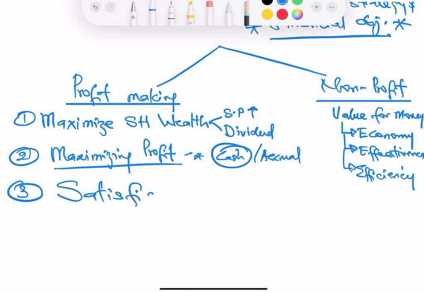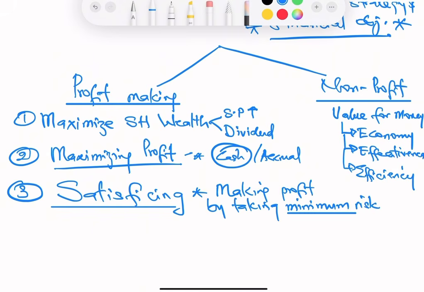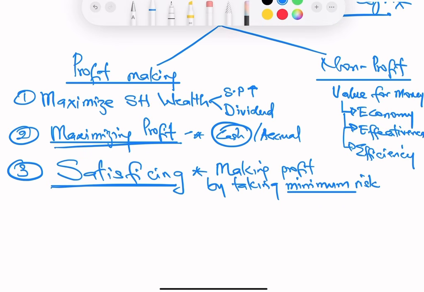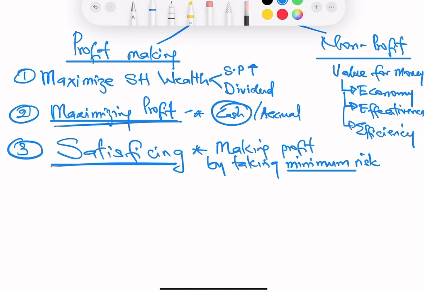Another possible objective is what we call satisficing. Please take note of this word because I'm sure you'll probably be hearing this word for the first time. Satisficing is different from satisfying, though they sound similar and probably also interpret similarly, but this is the way we call it in financial management. And what does it mean? Satisficing just means that you are making profit by taking minimum risk. In maximizing profit, you are maximizing risk, but in satisficing, you are taking the minimum risk, but you're still looking for profit. So you might not make as much profit as you make when you're trying to maximize profit.